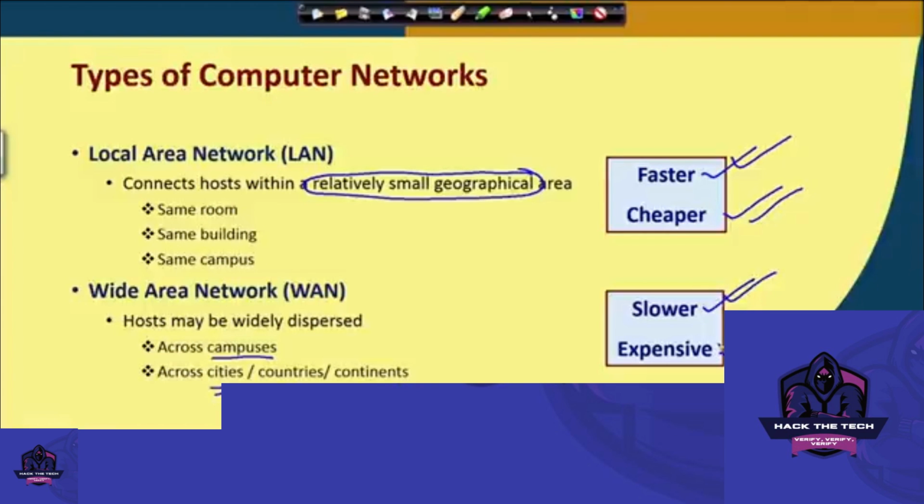In contrast, a local area network is your own. You are buying the equipment and the cables, and the entire management and infrastructure is your own. So, you are not paying anybody for using that infrastructure.